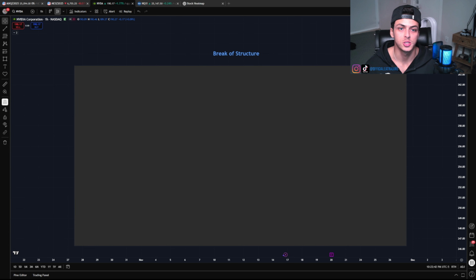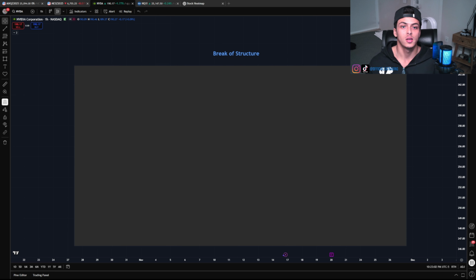Break of structure is when we're switching from one direction to another. So if we're in bullish structure, we're going to switch to bearish. And if we're in bearish structure, we're going to switch to bullish. Now, this is used to determine trends in the market. You want to know when you are in a trend. The trend is your friend. I'm sure you've heard that before.